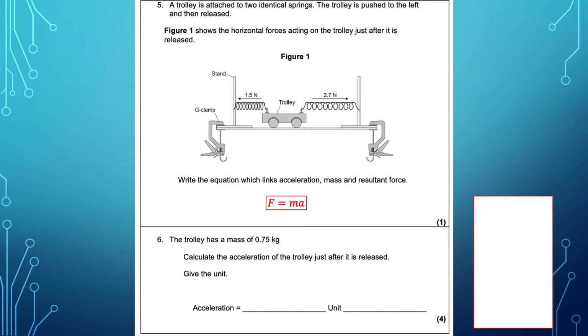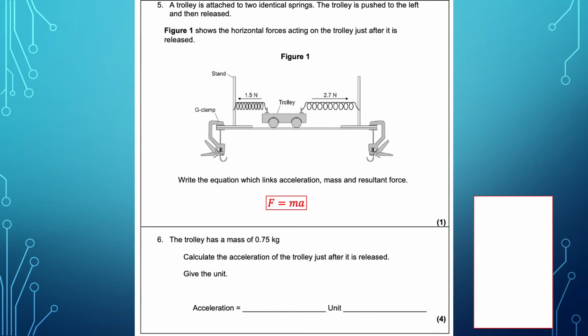And number 6 asks, if the trolley has a mass of 0.75 kilograms, calculate the acceleration of the trolley just after it is released. Now, this is all falling back to Newton's first and second law of motion. First of all, if you look at the trolley, you have two forces acting on it. You have 1.5 newtons going to the left and 2.7 newtons going to the right. So is the resultant force 0? No. You have two forces in opposite directions, right?